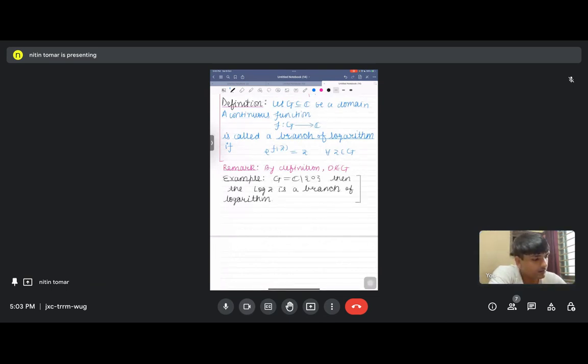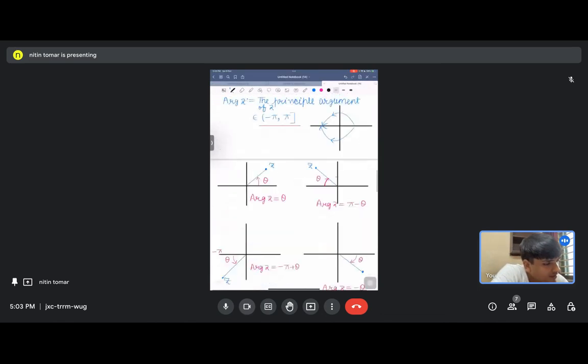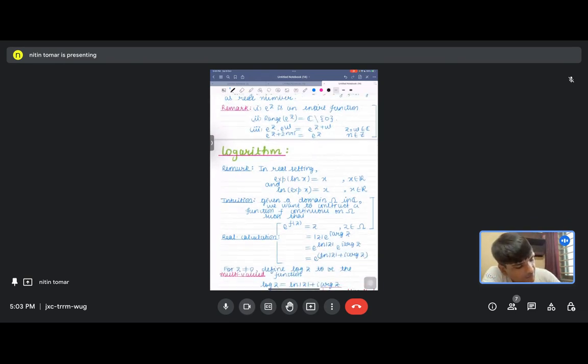Sir, let me say the definition once. See, what is the definition? First of all, what was the aim that we started with? So this was our intuition, right? This we wrote down. Given a domain omega, we want to construct a function f which is continuous on omega such that e power f(z) is z. We started with this. Now this very continuous function is called a branch of logarithm. That's it.